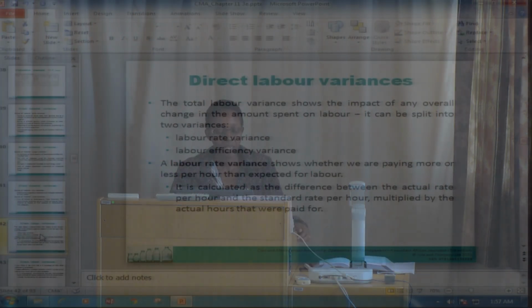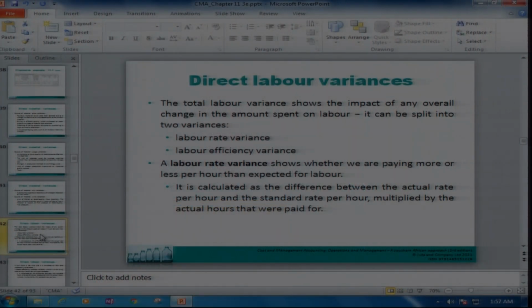Today, I'm going to do direct labor variances as we are busy with standard costing. So remember the labor variance. The total labor variance shows the impact of any overall change in the amount spent on labor. Remember, it can be split into two, whereby we're going to have the labor rate variance and the labor efficiency variance.